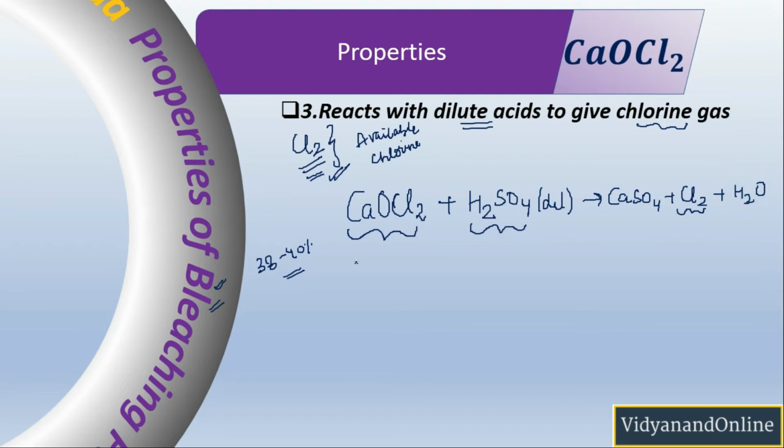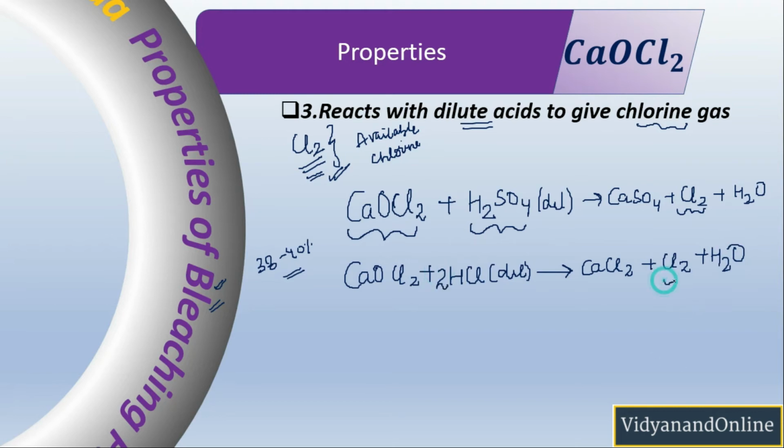Similarly, if we want to react bleaching powder with dilute hydrochloric acid, now this is also dilute, right? So what will we get in the product? We will get calcium chloride along with chlorine and water. In order to balance it, we will put 2 here. Okay. So whenever you need to extract the pure chlorine from bleaching powder, you will always make use of dilute acids.